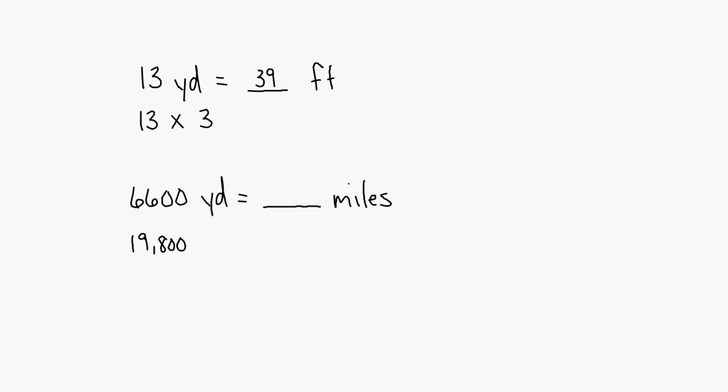19,800 feet, right, to miles. So now you got your 19,800, and you're going to divide it by, because now you're going smaller to larger, 5,280. What is it? 3.75 miles. Oh, my bad. 3 point 75. Yeah, that's true. I guess that wouldn't go in there 8 times, would it?